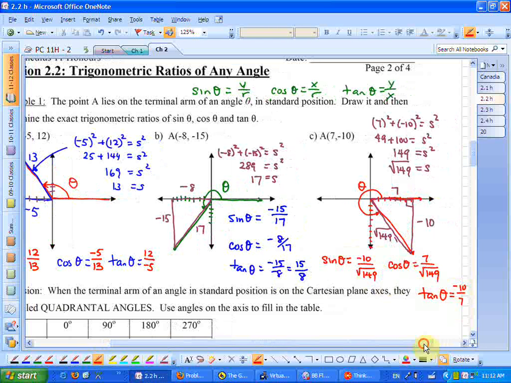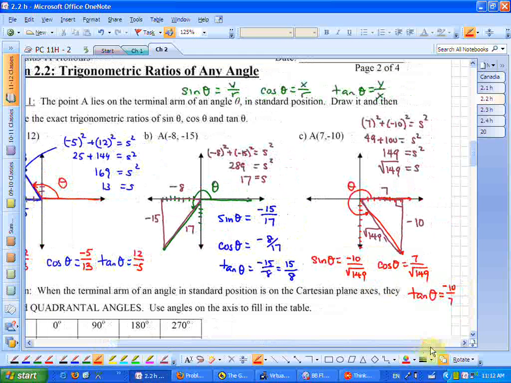I'm saying now the definition is using the y and x and r. And when I asked you for theta, we're looking at the actual triangle created by theta and r. Okay?